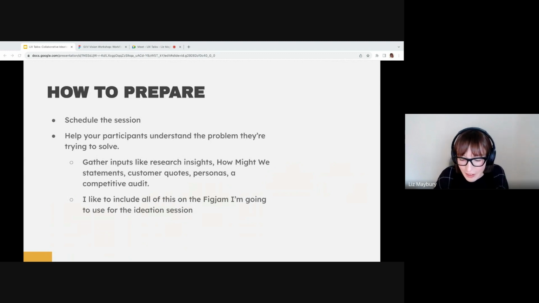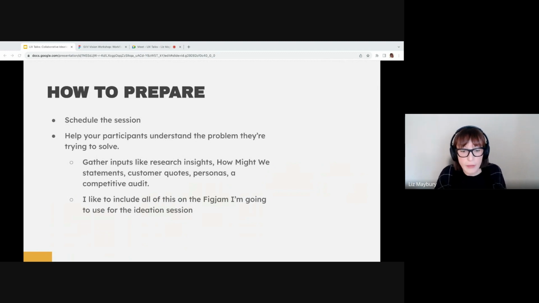And then you want to start pulling together material that's going to help your team members, your participants, understand the problem that you're trying to solve, the challenges that this user is facing. So think about all of the research that you have available. That could be insights, how might we statements, customer quotes, customer interviews, personas. You might want to bring in competitive audits that give people inspiration, anything that you have that's going to help build a good picture for them of the problem they're trying to solve.